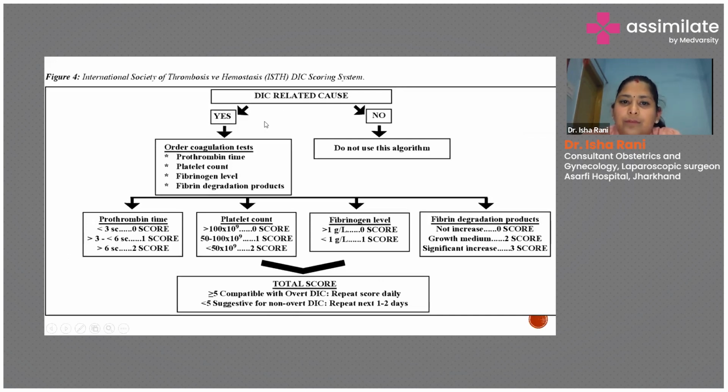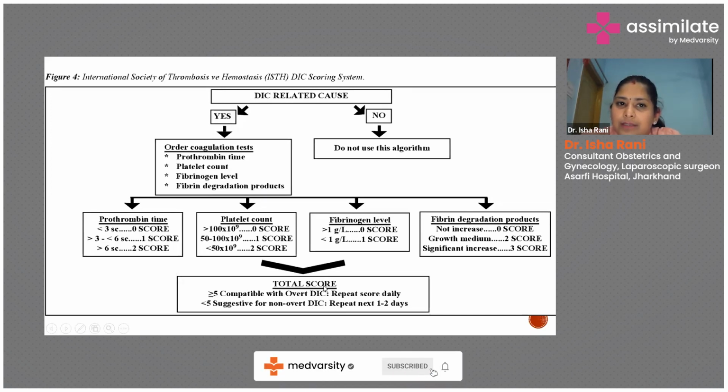So we have to order other tests also, like prothrombin time, platelets, fibrinogen level, and fibrin degradation product. These tests should be there if we are suspecting DIC. And as you see in this chart, there is a scoring system. If the score is more than 5, the diagnosis of DIC is made and we have to manage it accordingly. If the patient's score is less than 5 and the patient is not improving, is deteriorating, or the hemodynamic stability is not getting maintained, then we might have to repeat all these tests and reassess.